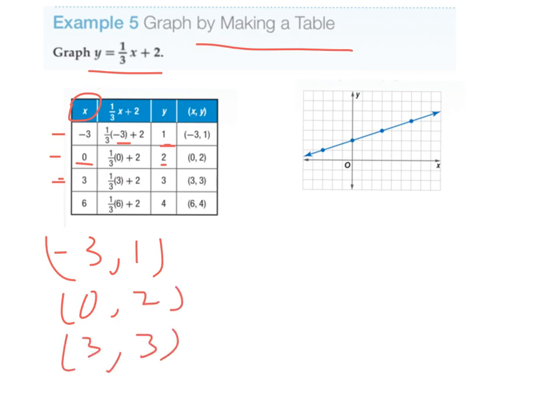You can do another number if you want to, but this is good enough because 3 points make a line. Then if you go over to the graph, we go to (-3, 1), which is there, (0, 2) right there, and (3, 3) right there, and you connect them, and you have the graph. So you can graph by picking out values, and these can be any numbers you want. I usually like to pick numbers that are small or numbers that get rid of fractions. The reason why we pick negative 3 is because we have a 1/3.